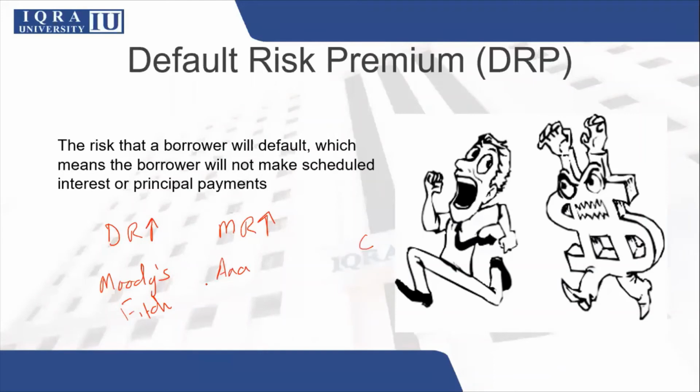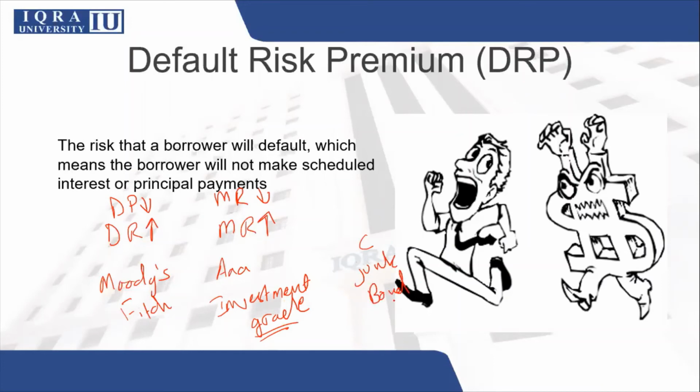They differentiate between two types of bonds. One are your investment grade, which get a good rating and therefore will offer a lower return. Because if the default risk premium is low, the market rate is also going to be low. It's a safe security. And then there are junk bonds.